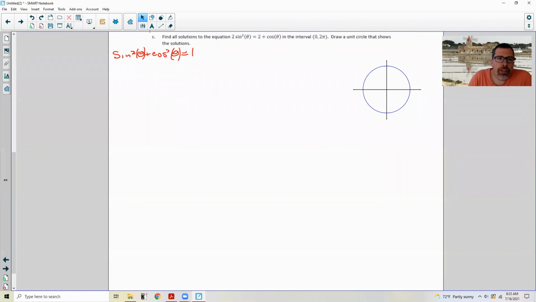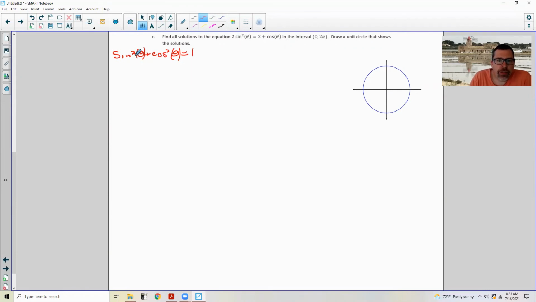Okay, part C, this one's a little challenging. It says find all solutions to this equation in the interval from 0 to 2 pi. So it's one full rotation of the circle. Draw a unit circle that shows the solution. So there's my unit circle, and I will put the solution in there when we're done. There's a sine squared theta in the identity, so that's what we're going to work with. And this is plus a cosine theta. So let's get this all in terms of cosine.